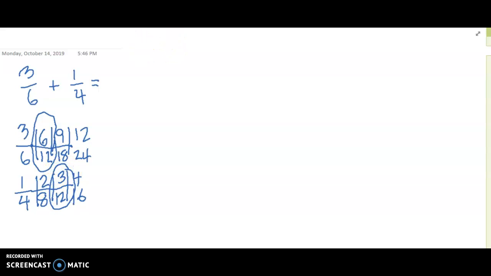So I'm going to come up here and rewrite these. Instead of 3/6, I'm going to write it as 6 12ths plus, instead of 1/4, I'm going to write it as 3 12ths. Now my denominators match. So 6 plus 3 equals 9. 12 denominator, 12 denominator, 12 denominator.